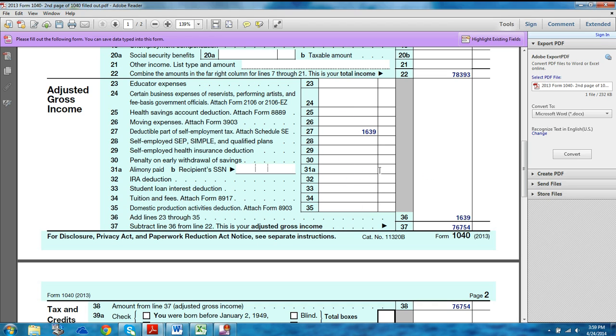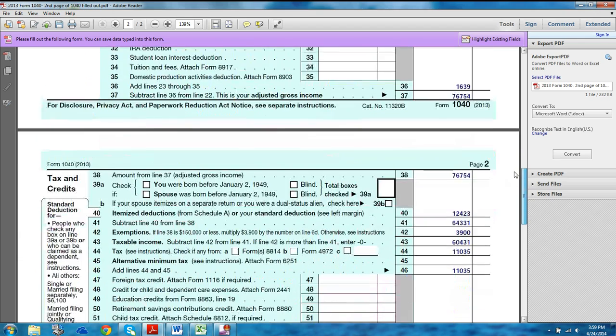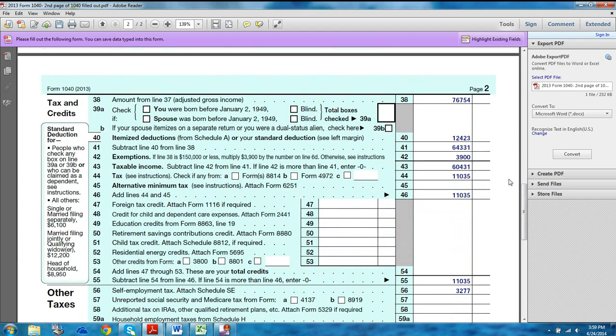So you're taking all these above the line deductions. They're called above the line deductions because they're above the adjusted gross income line. And you're subtracting them from your income right here to get adjusted gross income of, in John Doe's case, $76,754. Now we go to page 2. This AGI transfers over to the top of page 2.